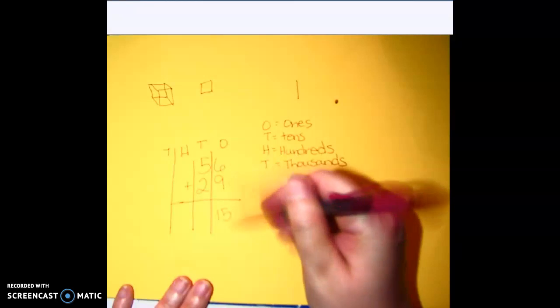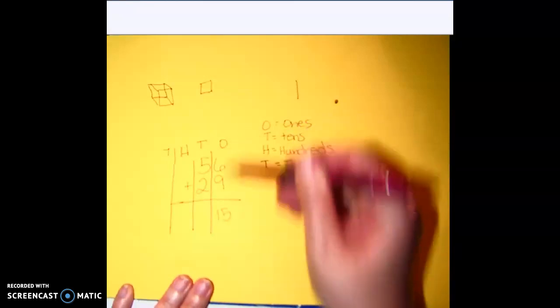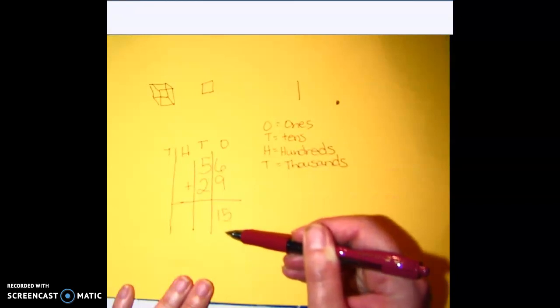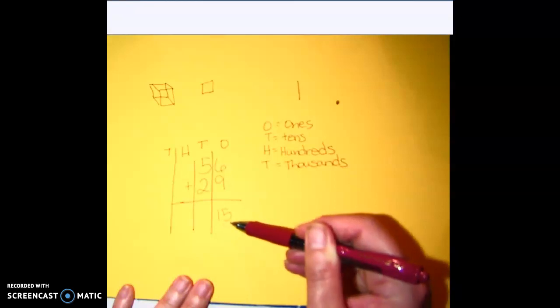But remember, we can only have one digit there. These are the ones, and the only numbers that can go under here are the ones. So in the number 15, the number that's in the ones place is 5. So that's going to have to stay here, okay?